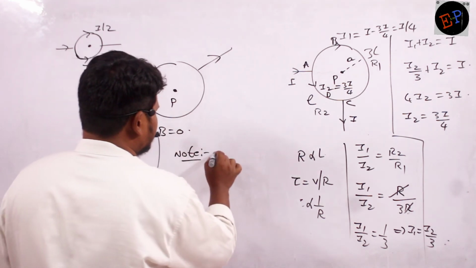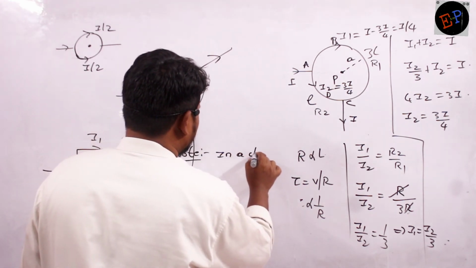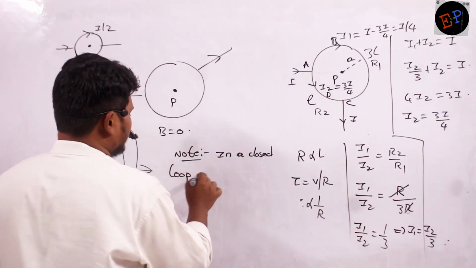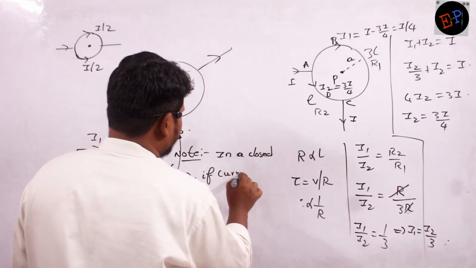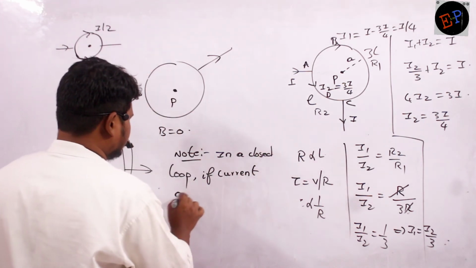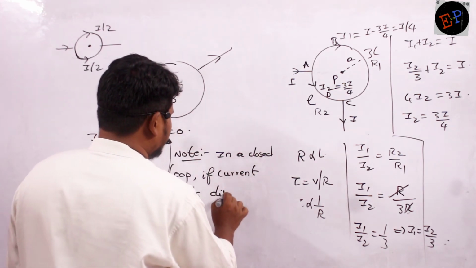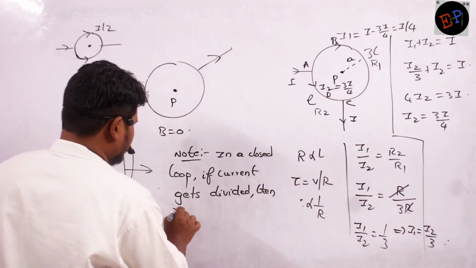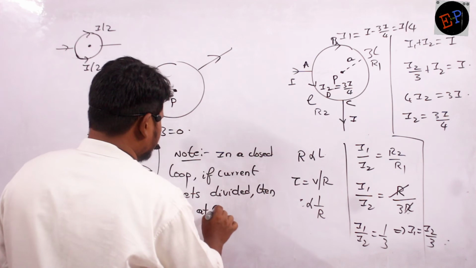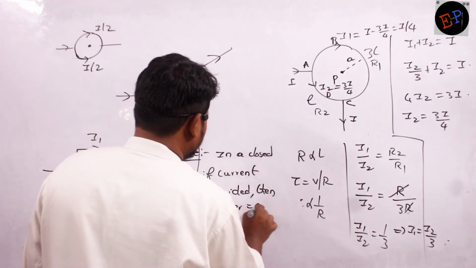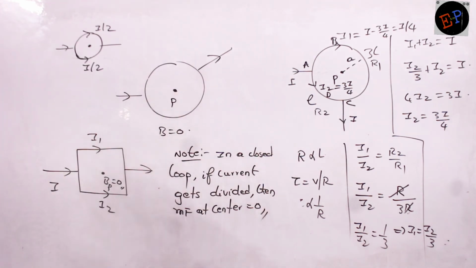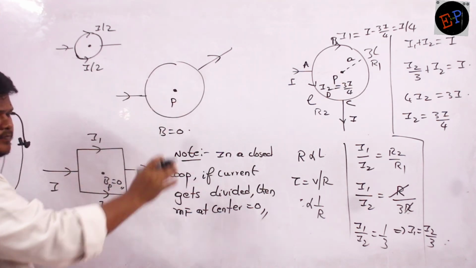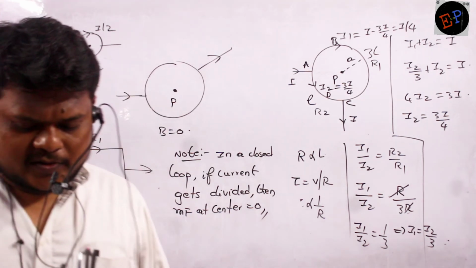So in a closed loop, if current gets divided, then the magnetic field at the center will be how much? It will be 0, whatever may be the shape of the loops. So you can also draw these loop shapes. Clear? Irrespective of that, it is always 0.